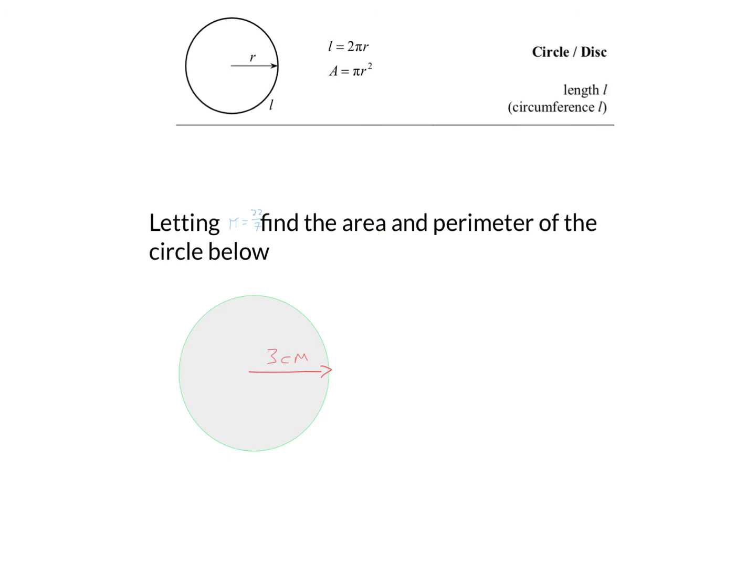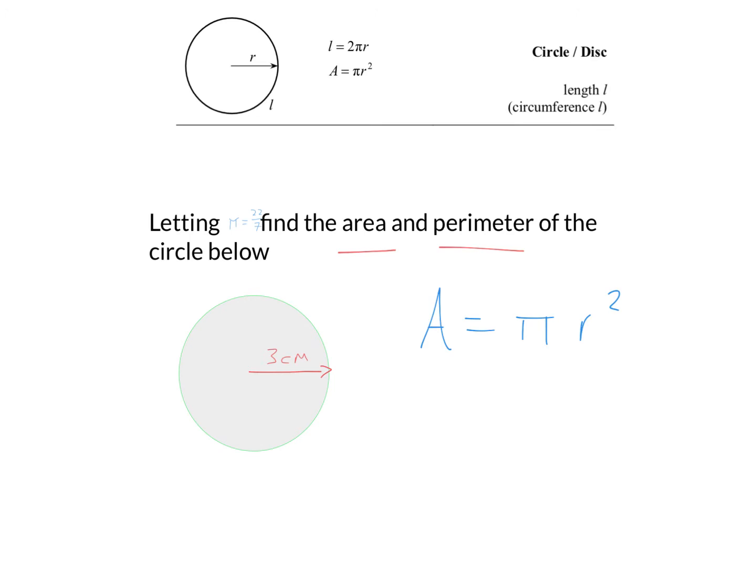Because that's what they ask us for first, right? We're going to do the area and the perimeter. So we'll write out the formula. Area is equal to pi times by the radius squared. Now a lot of the time in an exam, they'll give you marks just for writing out the formula, so make sure you do that, okay?